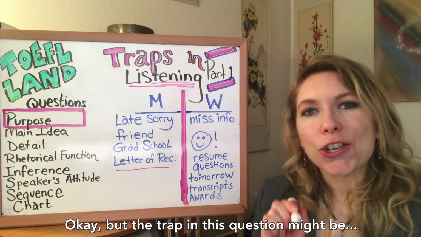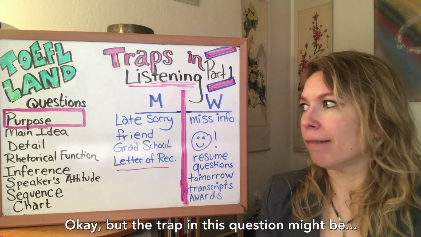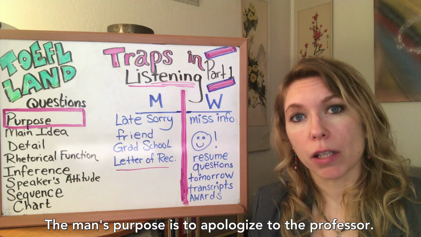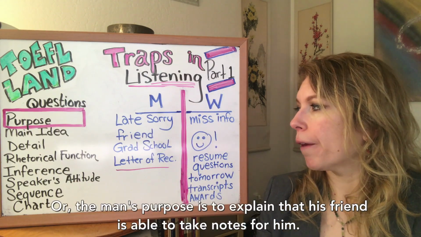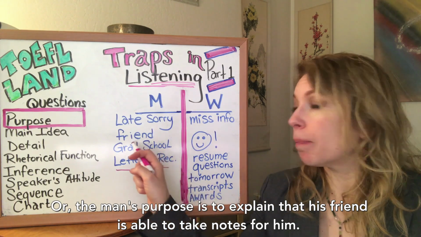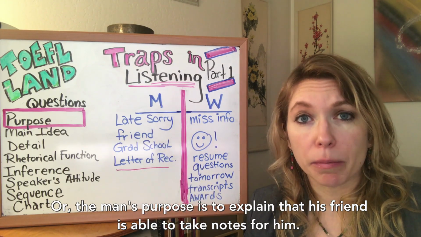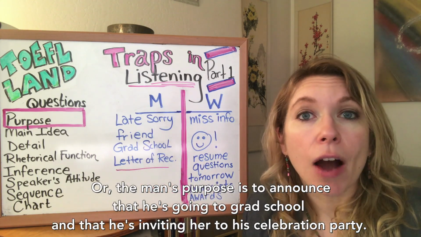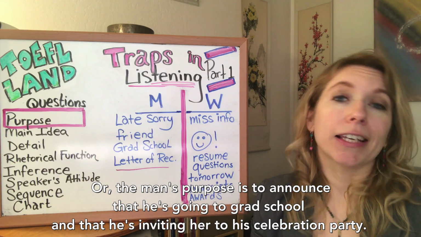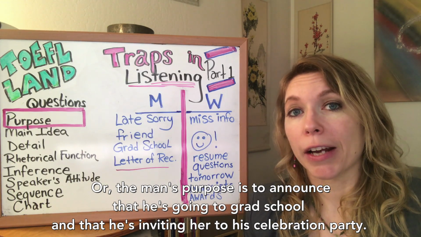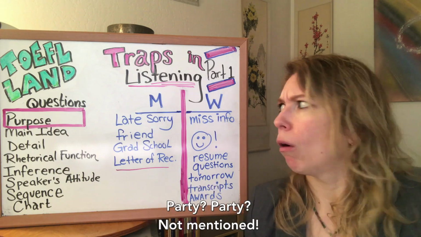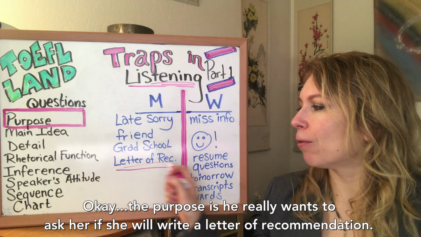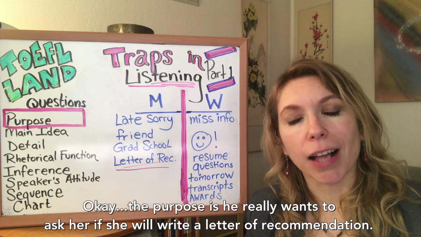Okay? But the trap in this question might be the man's purpose is to apologize to the professor. Or the man's purpose is to explain that his friend is able to take notes for him. Or the man's purpose is to announce that he is going to grad school and that he is inviting her to his celebration party. Party, not mentioned, okay?